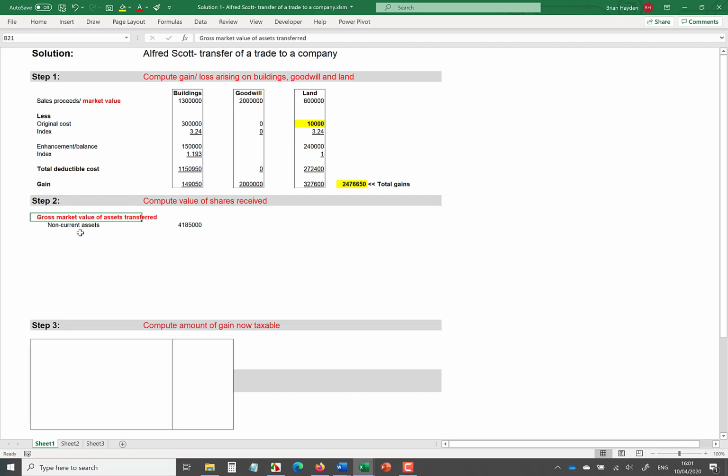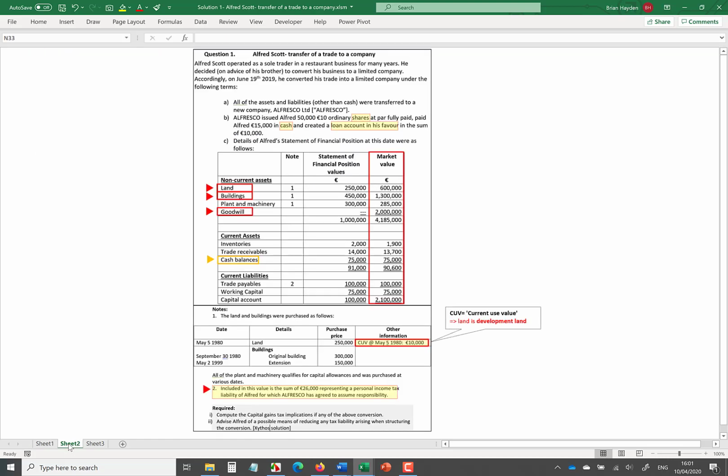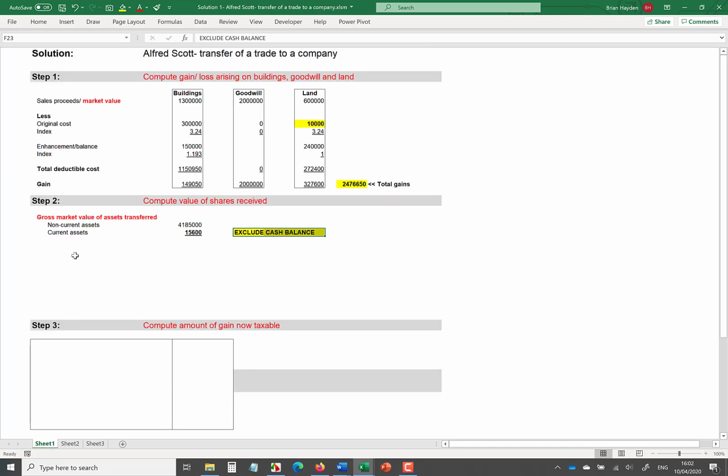You've got non-current assets and current assets. And I've indicated there that we exclude the cash balance. Could be worth just highlighting that, maybe to make it stand out. So if I just momentarily go back to the question sheet, the 15,600 is basically the inventories and the trade receivables. So I excluded the cash balance, 15,600. You'll notice also that I don't take into account trade payables at this moment. So the gross value of the assets is 4.2 million.